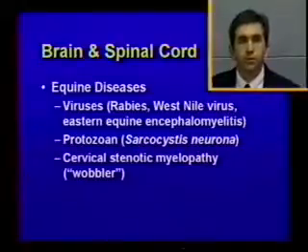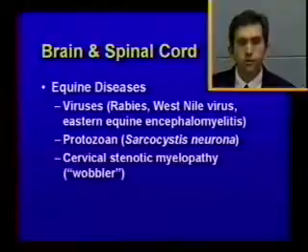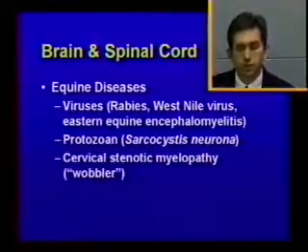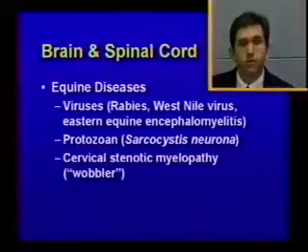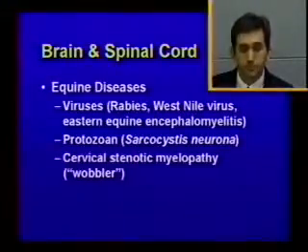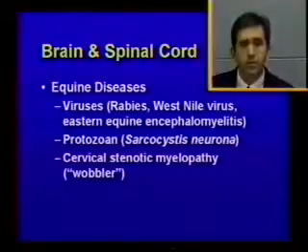Now let's move to diseases of the brain and spinal cord. I'll start with equine diseases because currently we are in the midst of a very severe outbreak of West Nile virus, and this is a viral infection of the horse that causes a very severe encephalitis, and it's very difficult to distinguish from some of the other viral encephalitides of horses, and I'd like to discuss in just a few moments how to distinguish these two.